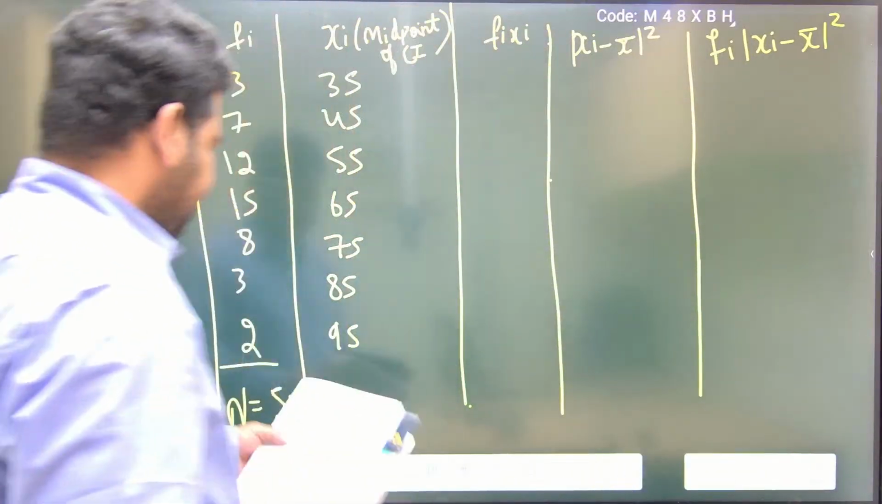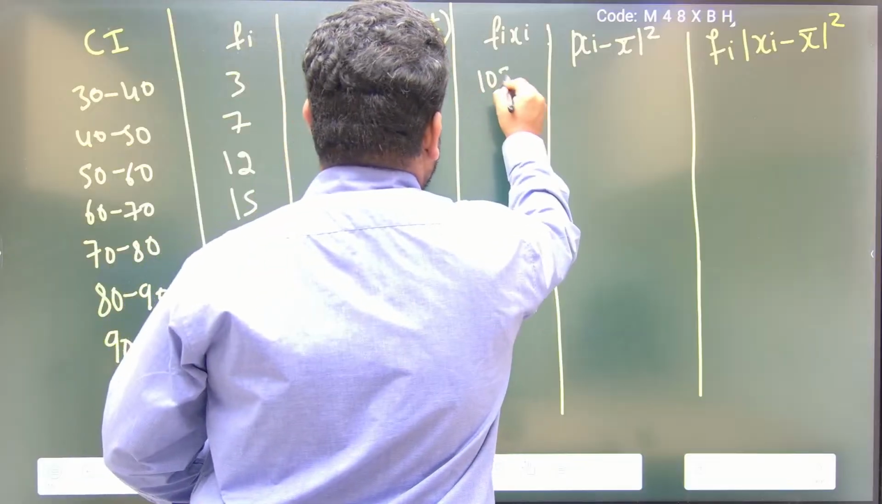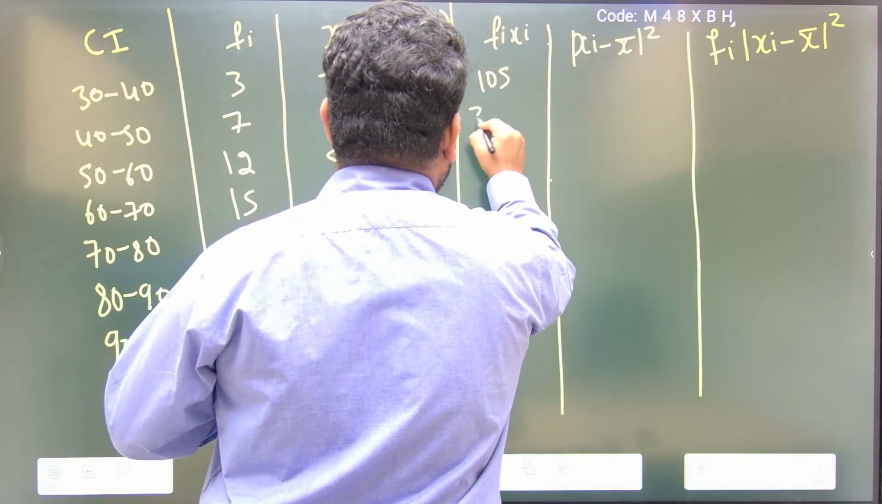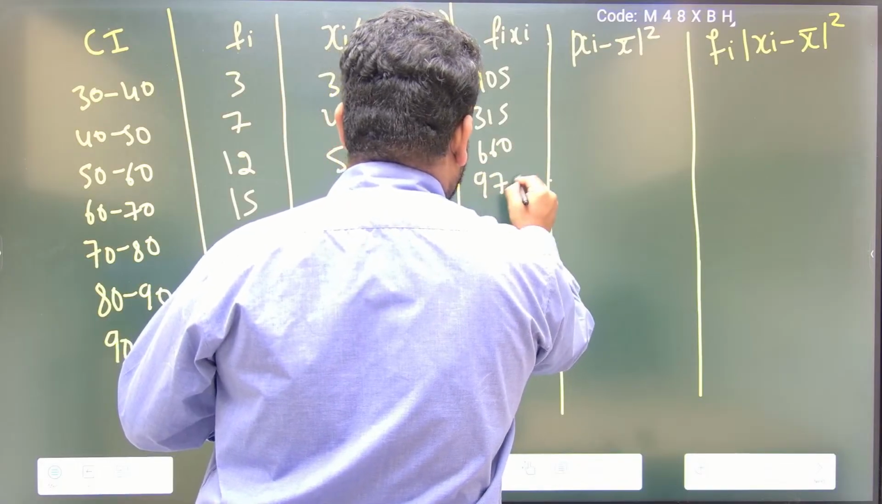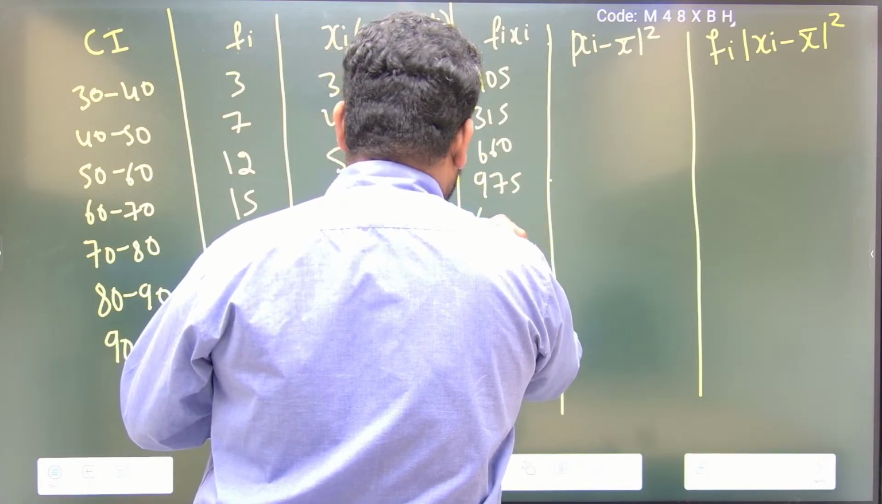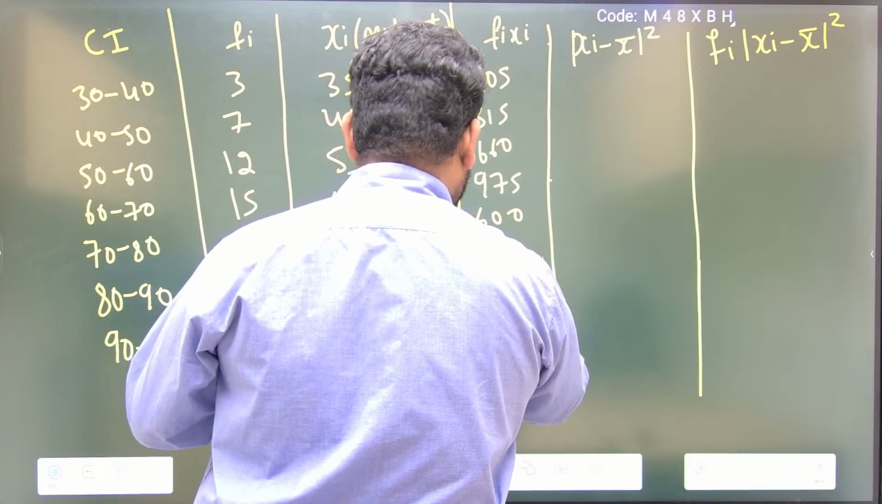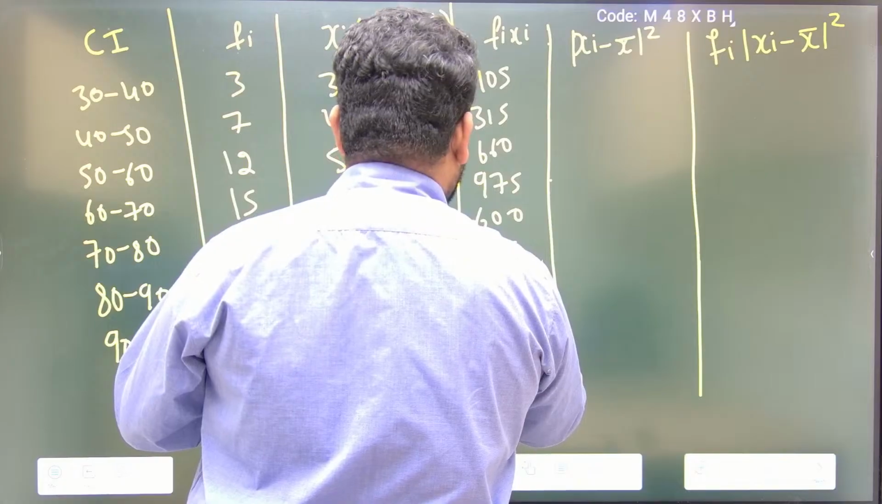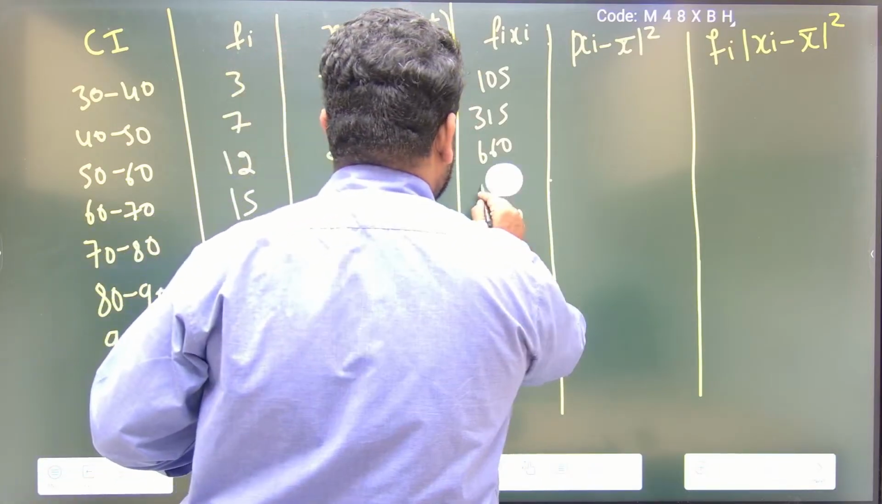So fi xi, if I calculate and write it, we get 105, this will be 315, 660, 975, then 600, this will be 255, and let us write this again. I think we have missed out one value.